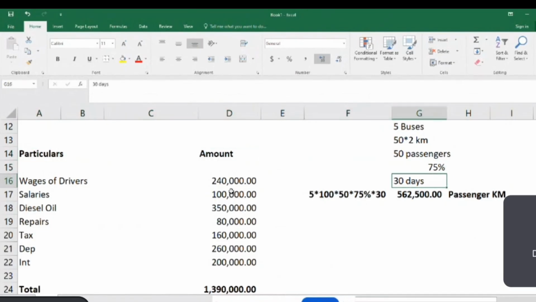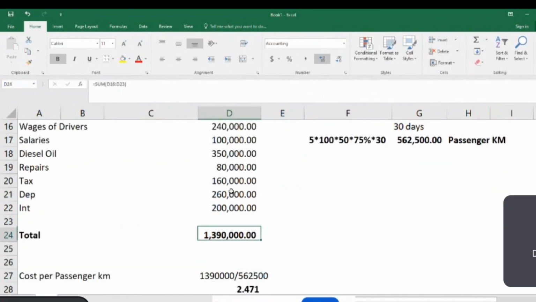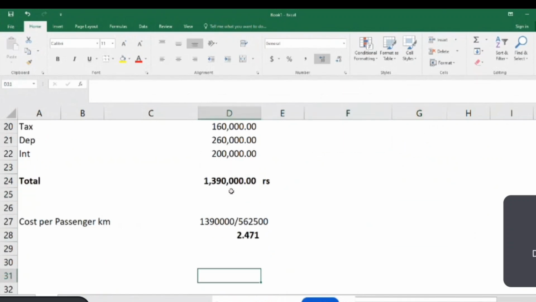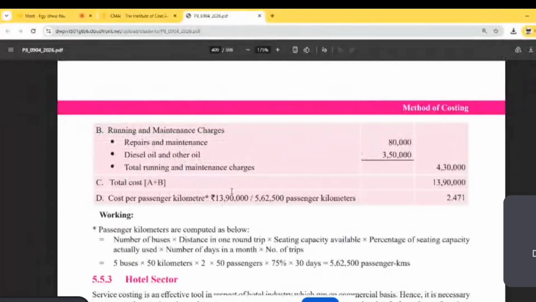And there are 5 buses running 100 kilometers with 50 passenger capacity, but 75 being occupied, and 30 days for a month. So this many passenger kilometers has run, and from that, this many total expenses have been incurred, in rupees. So how much should you charge per passenger? How much will you be charging from one passenger for 1 kilometer? You will be charging 2.49471 rupees from the passenger.